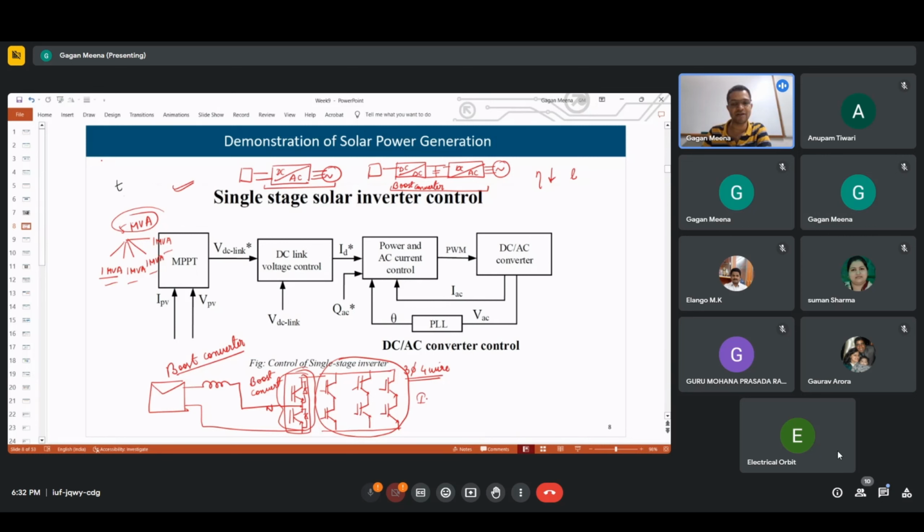Similarly, this is the second, the third, and one more. This is the fourth control loop, which is the PLL. So this theta, which is required for converting ABC into the DQ domain, is given by this PLL. The PLL will lock with the frequency of the grid.